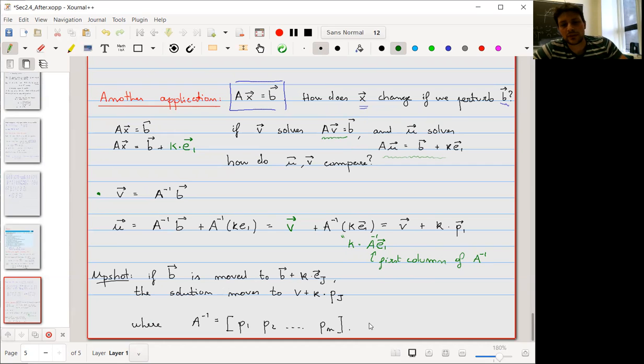So if I write A inverse as it's written here, P1, P2, all the way up to Pn, then A inverse times E1 is exactly my vector P1. So the upshot of this is that if I perturb B by a scalar multiple of a standard vector, the solution to the linear system moves by the same scalar multiple of one of the columns of the inverse matrix. This wraps up all of our discussion with inverse matrices.